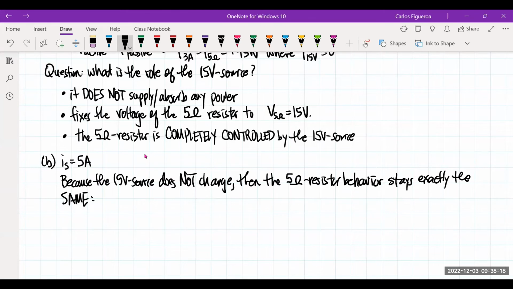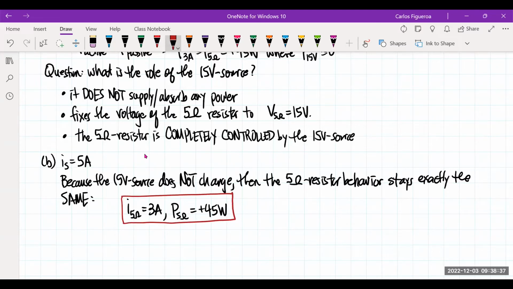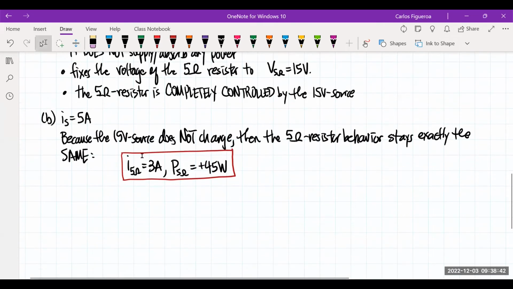In other words, I know that this 5-ohm has to remain at 3 amps, and I know that the power of this guy has to remain at 45 watts. Nothing about it changes because the 15-volt source, because it's in parallel to it, will not change. So then the question is that I want to now go back and analyze what happens in the circuit.